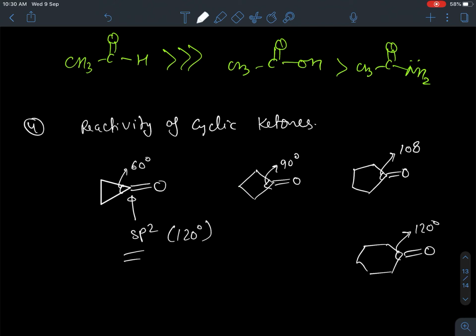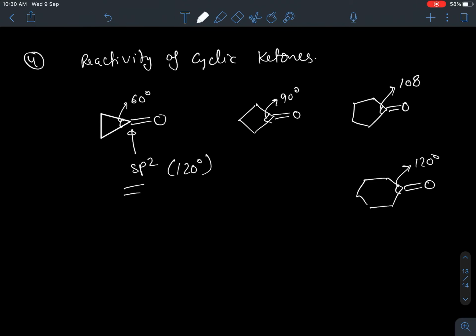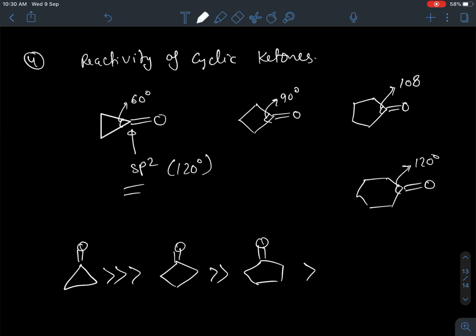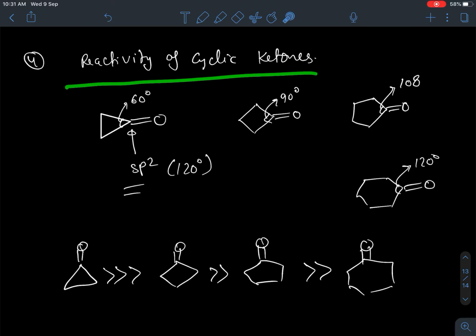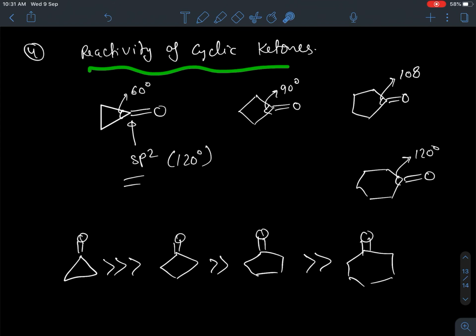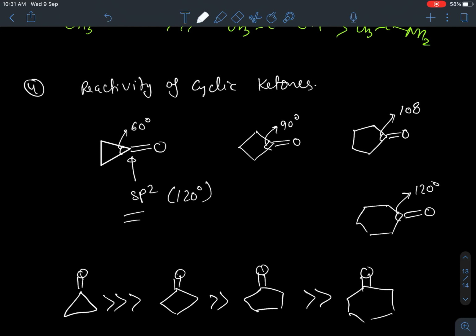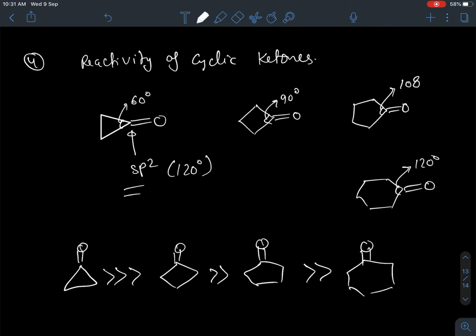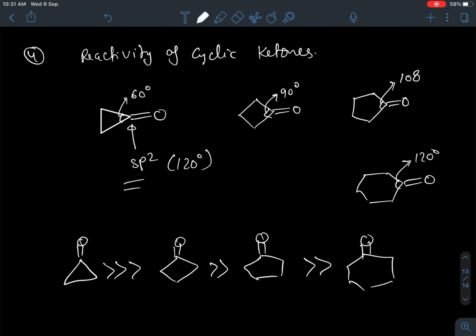So if you look at the strain, then the relative reactivity of cyclic ketone will be that 3-membered will be most reactive, followed by the 4-membered, and the 6-membered is quite stable. We will look later on at some data also to justify this whole thing. So yes, strain is also very important. Reactivity of cyclic ketone is affected by angular strain.